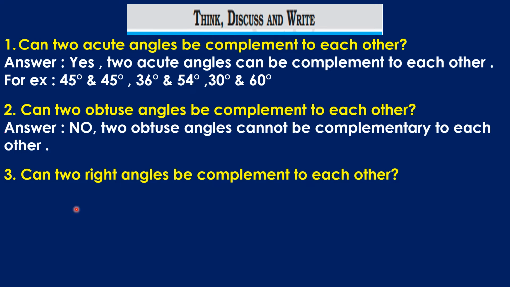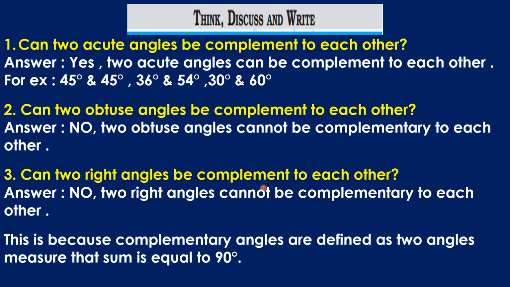The third question is, can two right angles be complementary to each other? Here also the same condition applies, because one right angle is equal to 90 degrees. When we take the sum of two right angles, it will become 180 degrees, which is not equal to 90 degrees. That means the sum of two right angles will not be equal to 90 degrees. Therefore, they are not complementary to each other. This is because complementary angles are defined as two angles whose measures sum to 90 degrees.